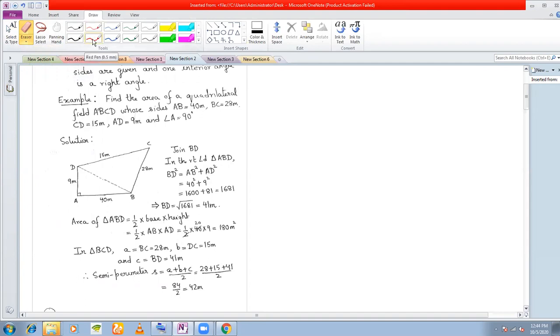The point of forming a right angle triangle here is that once you have formed it, you can find out the area of this triangle. And what is the area of this triangle? Area of this triangle is half into base 40 into height 9. So you get this as 180 centimeter square.